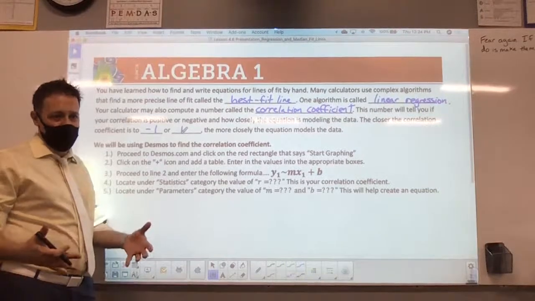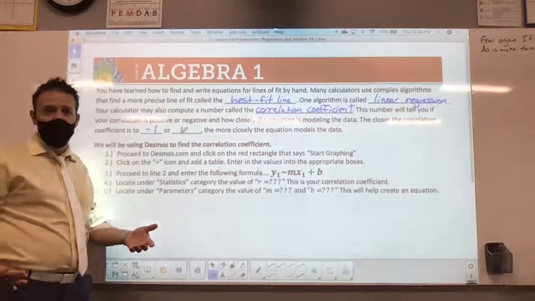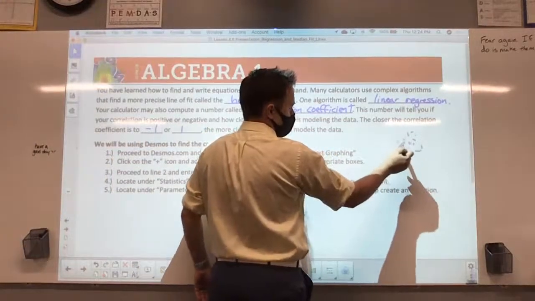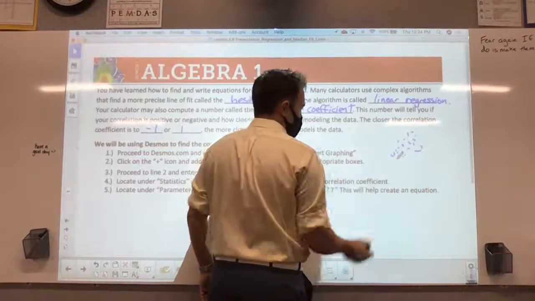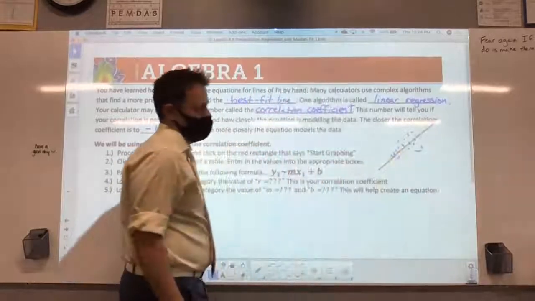So this is what this means. Yesterday, when we were going through this, we had a bunch of dots. And then we took a line, ladies and gentlemen, we did what? Right through the middle of that sucker.